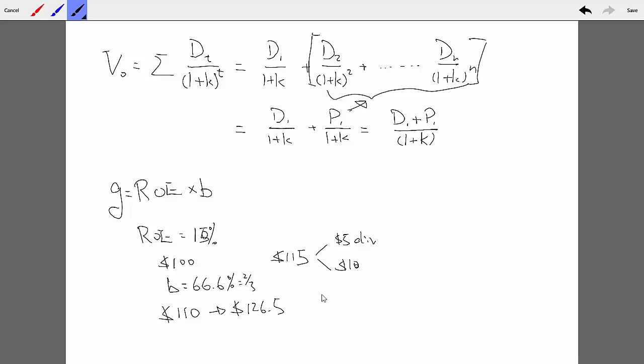Okay, so your profit has grown from $15 to $16.50. Now, it's grown 10%. Where did that come from? It's simply whatever was your return on equity multiplied by your retention rate, which is 15% multiplied by 66.6%. So this is the growth.